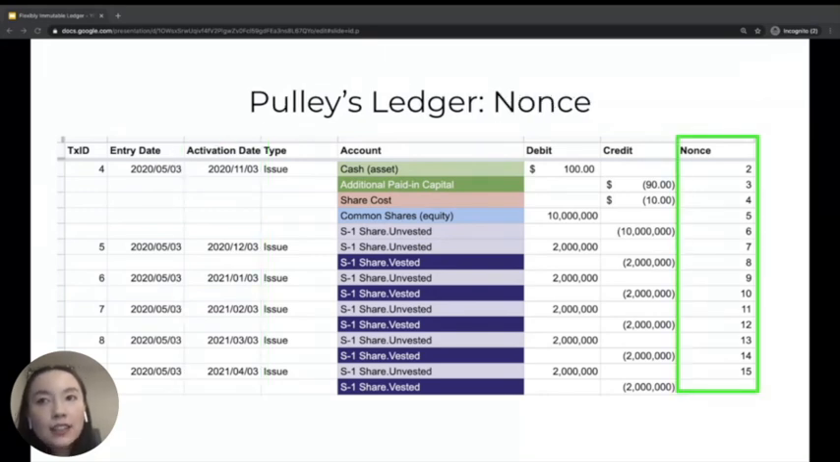And then the last part is the nonce. The nonce is the part that's most interesting because it allows Pulley's ledger to be flexibly immutable.